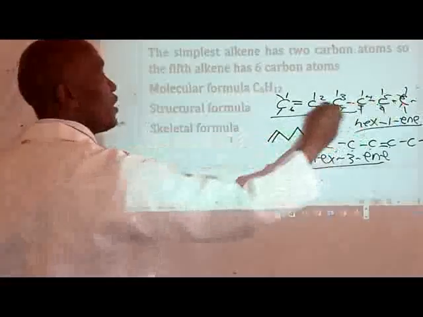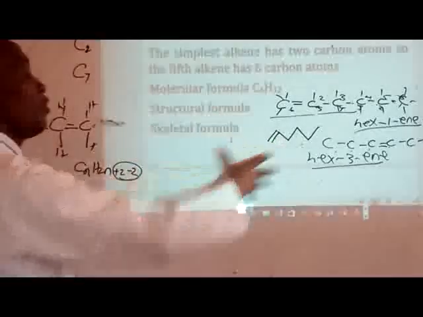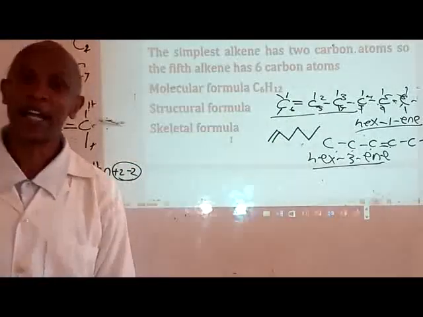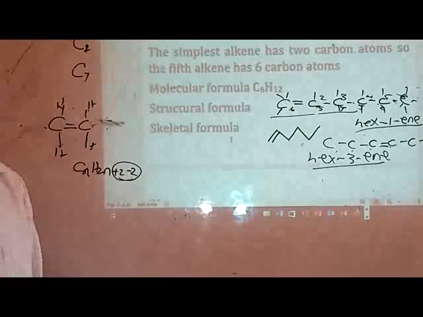So we remove this and put it here. Remove one carbon and put it there. That will be a branch. Then we'll also have positional isomerism that differ by the position of the functional group.